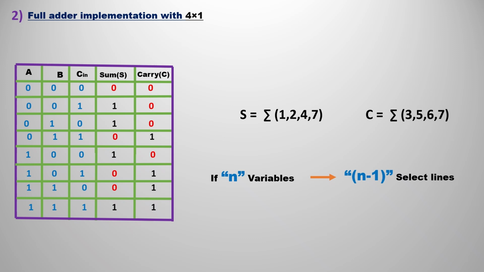So now we are going to implement the full adder with the help of the second method. In the second method, we are going to have n-1 select lines. So basically, n means the total number of variables. So n-1 is 2, and we are going to have a total of 2 select lines. 2 select lines means we are going to use a 4x1 multiplexer for this. So this is the sum and carry as usual, written over there. With n variables, we use n-1 select lines.